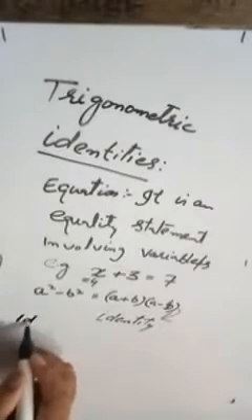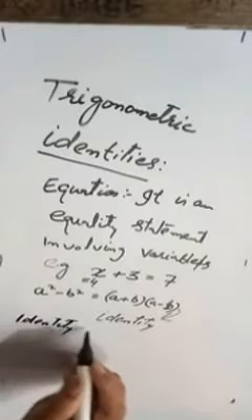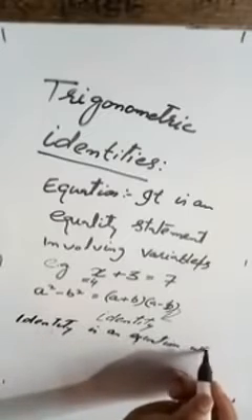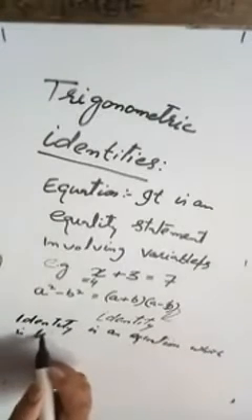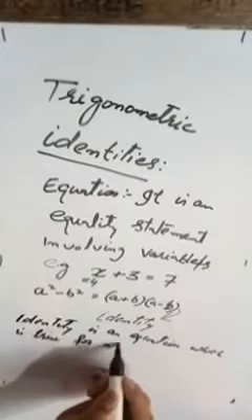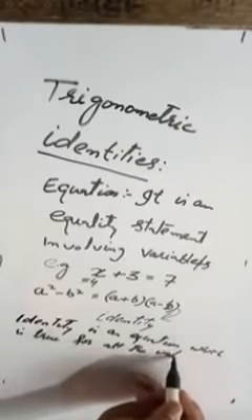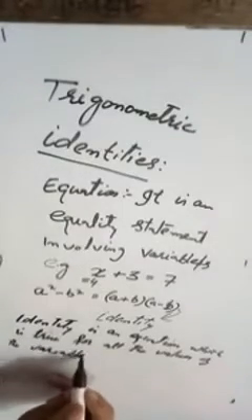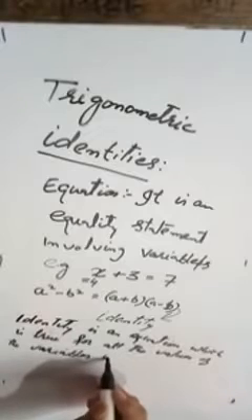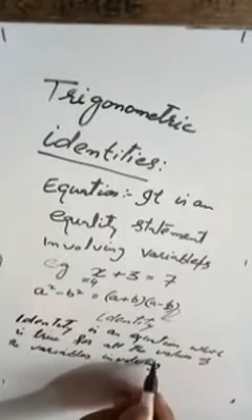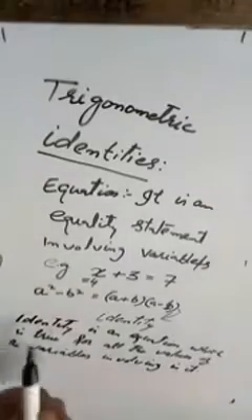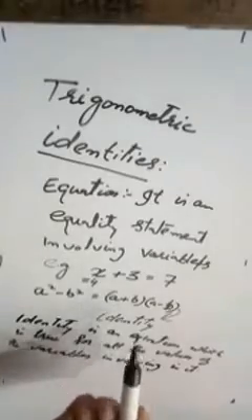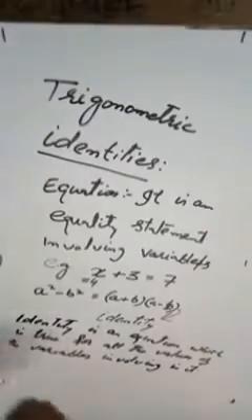An identity is an equation which is true for all the values of the variables involved in it. You have read in class 8th, 7th, 6th, a plus b whole square equals a square plus 2ab plus b square. That is also an identity.